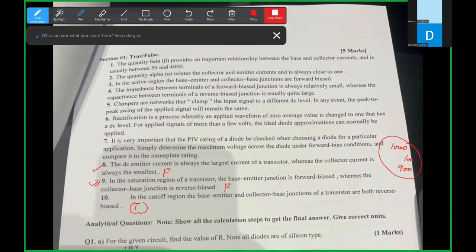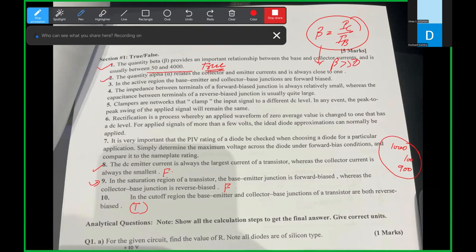Okay, read the first question. So what is beta? Beta is basically IC upon IB. And I already told you that beta is always greater than 50 and a very high value. So that means it is true. Understood or not? Yes.